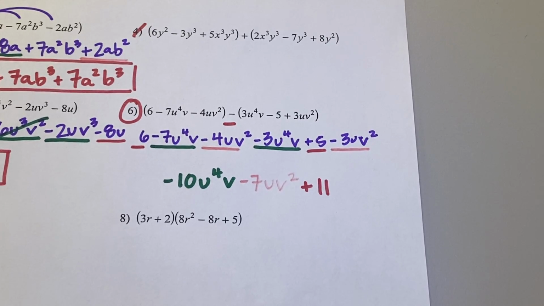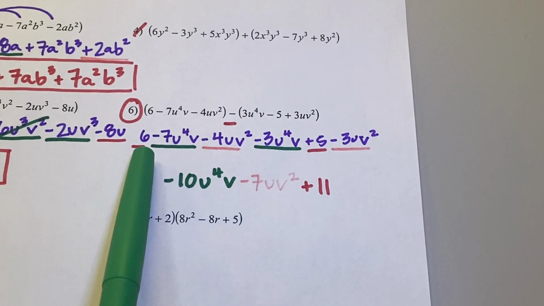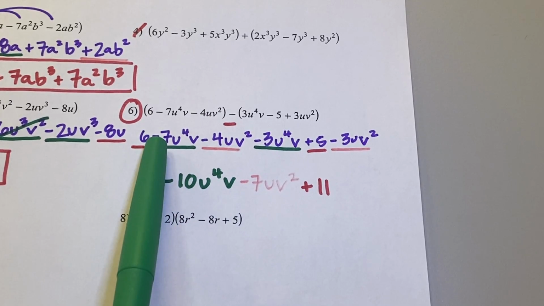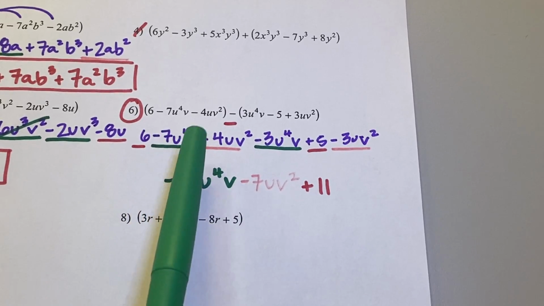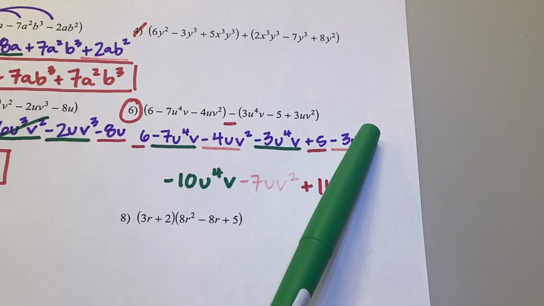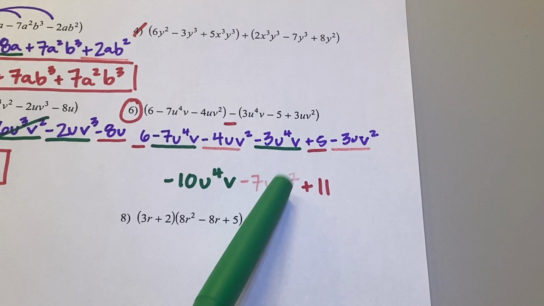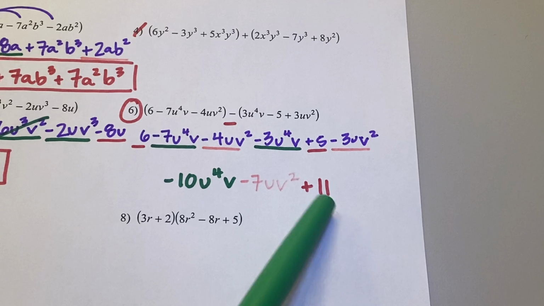Okay, then I needed to find my like terms, right? This is difficult. You guys are impressive. Okay, so I know I can combine u to the 4th v, so negative 7u to the 4th v, with minus 3u to the 4th v. Negative 7 minus 3 more is what gave me negative 10 of that. Then I had negative 4uv squared, which I can combine with negative 3uv squared. Gives me negative 7uv squared. And then remember, numbers we can always combine. 6 plus 5 is 11.